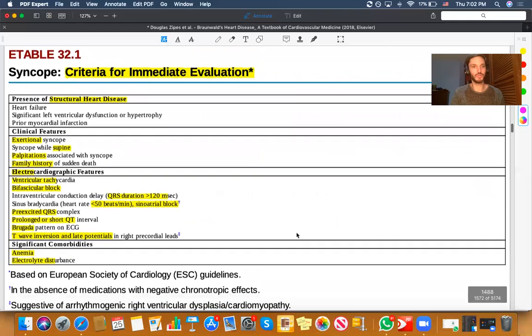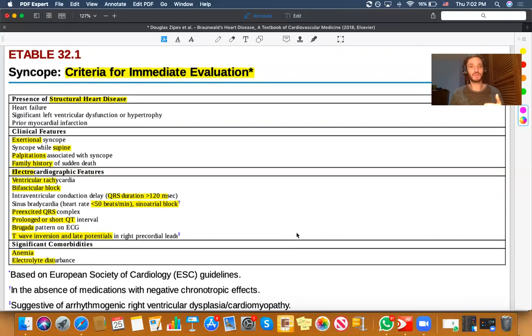Syncope, table 32.1. What is the criteria for immediate evaluation? Most of these patients will end up in the emergency department, and with which patients do you have to be closer to and look for possibilities which would be life-threatening, and not tell this patient, okay, we're done with you, you're okay, you can go home? Which patients need immediate evaluation?